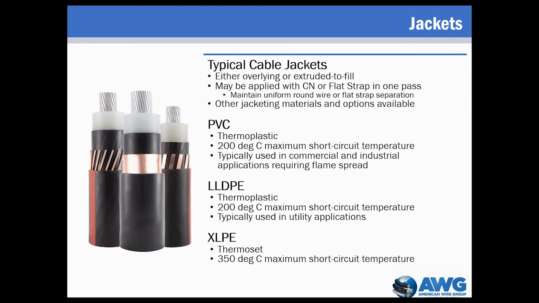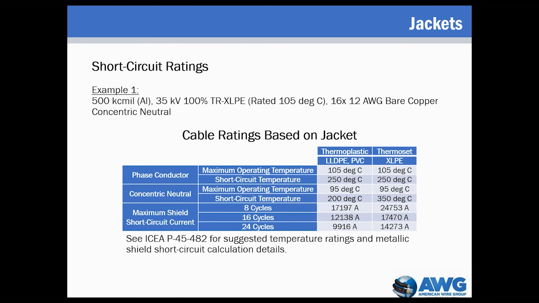The thermoplastic jacket limits the underlying metallic shield component short circuit temperature to 200 degrees Celsius. This would apply to PVC and linear low density polyethylene jackets. For thermoset jackets, such as crosslink polyethylene, the shield short circuit temperature would be limited to 350 degrees Celsius.